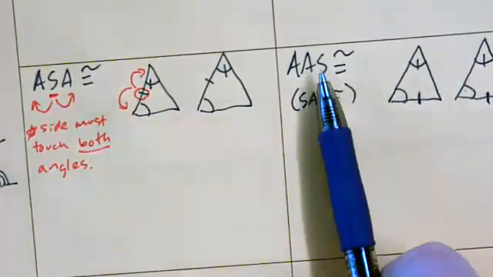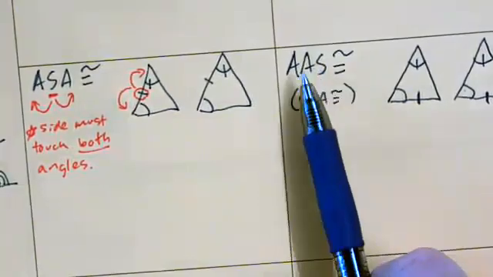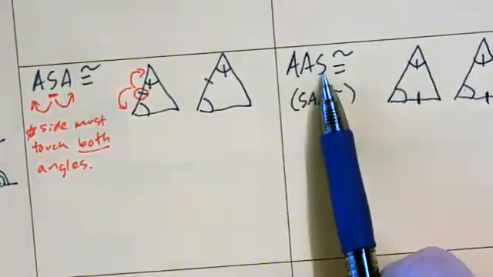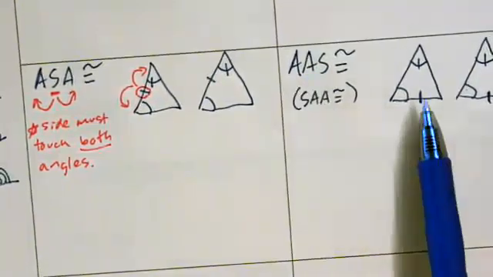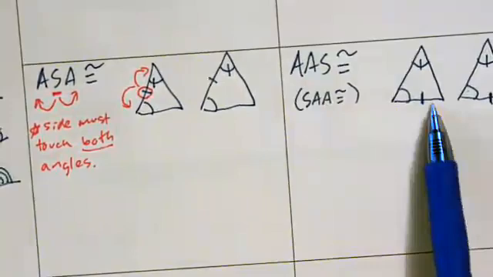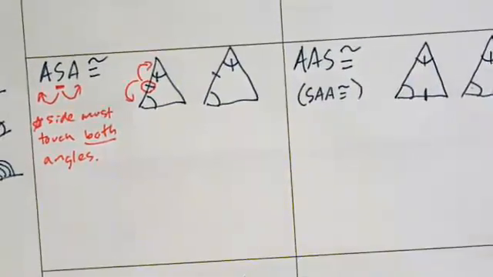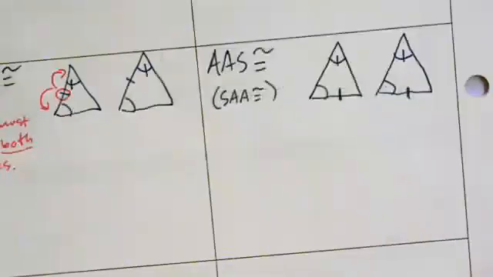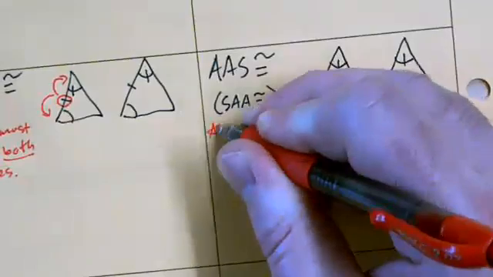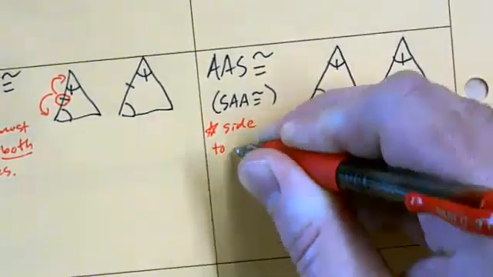So this one, good. You're absolutely right. And this one, the side is not touching both of the angles. How many angles is the side touching? Only 1. And look in the picture. See how this side is only touching one of those angles? This side's not touching this angle, is it? So in AAS, and you're free to call it SAA if you prefer, in this case, the side only touches 1 angle.